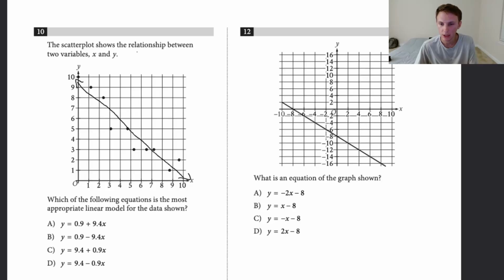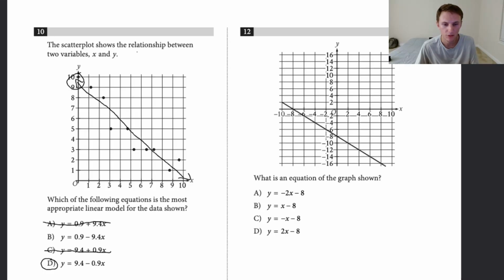And then we have to look at this and go, okay, which equation is this most similar to? The first thing we need to notice is that from left to right, it goes down, so it has a negative slope. That means it's going to be either B or D. So we can cross out C and we can cross out A. We can see the y-intercept is going to be somewhere up here, so it needs to be between 9 and 10. That's going to be D. That's the one that has a y-intercept between 9 and 10, and that's going to be our answer.